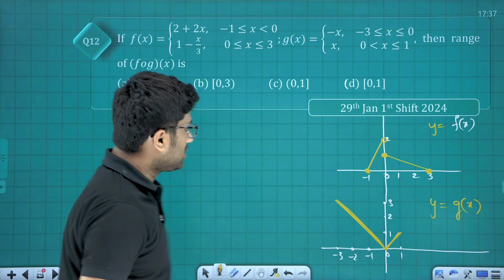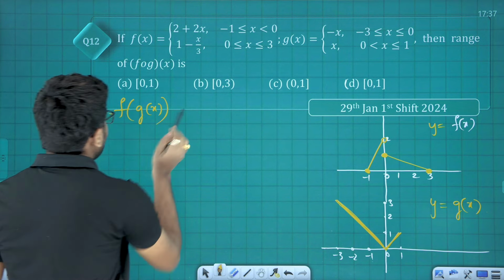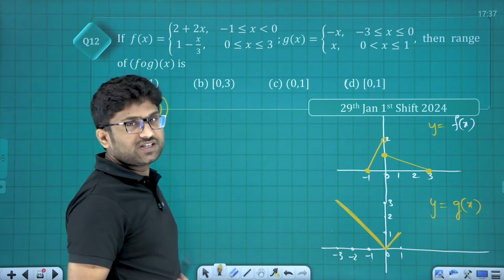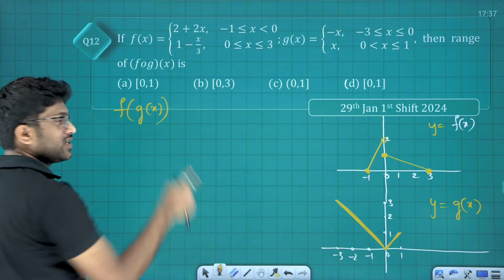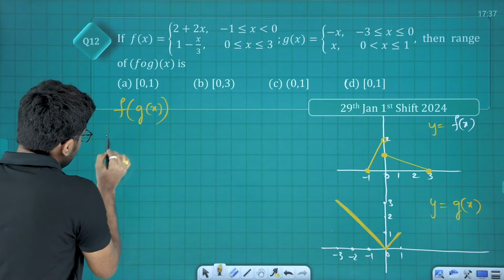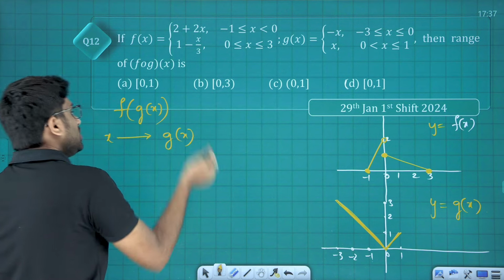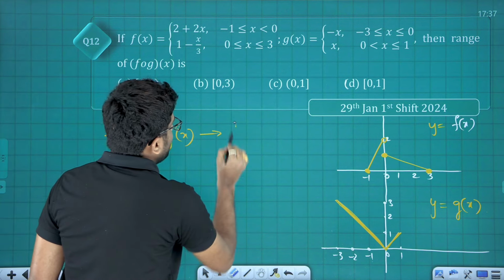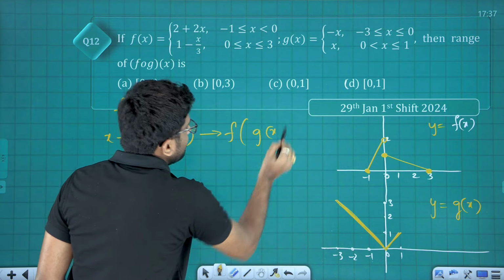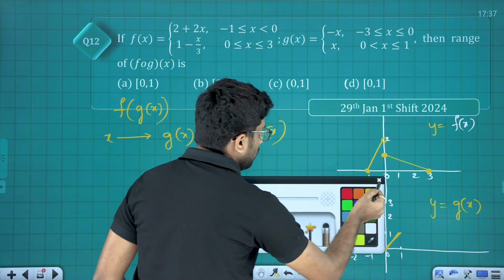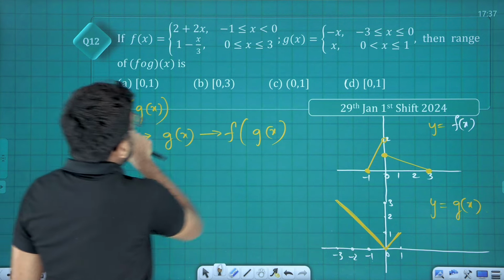Now let's see this, friends. What they are asking is f of g of x. What is f of g of x in a generally composite function? For f of g of x, first we take input as x. Then that input will be the input to g of x. This g of x will be the input to f of g of x. Correct? Okay. Now for g of x we take input as these two.